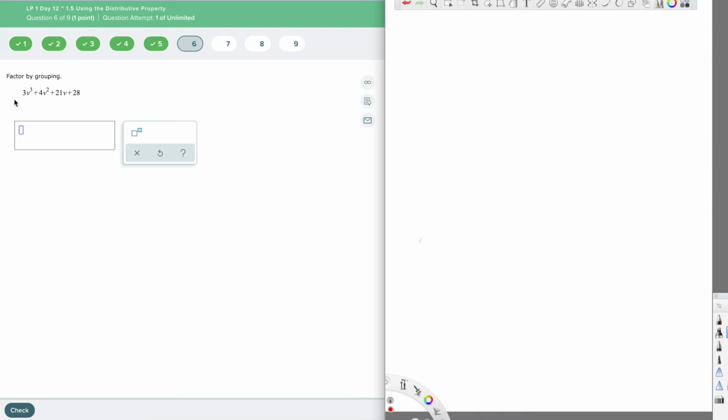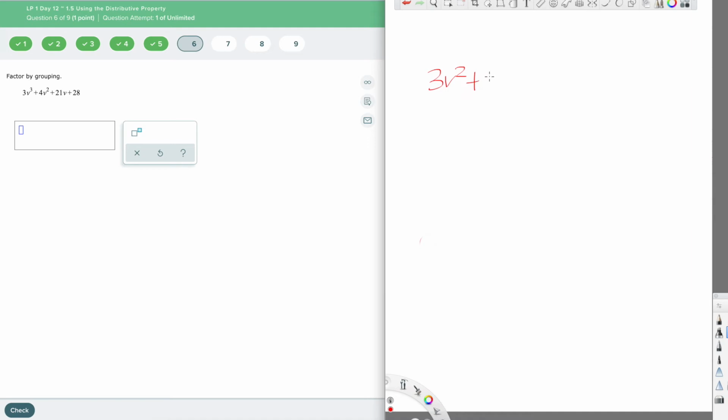Sometimes you can take the same number or the greatest common factor out of all of these, but if you notice 3, 4, 21, 28, they all don't divide by the same thing. 3 and 21 can both divide by 3, 4 and 28 can both divide by 4, but they all can't divide by the same number. And they all don't have a v. 28 does not have a v, so there is no greatest common factor for all of these terms. Doesn't mean we're stuck. What it means is we do what's called factor by grouping, like what they're saying.